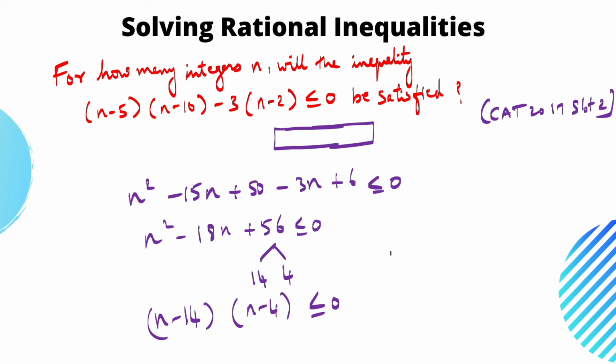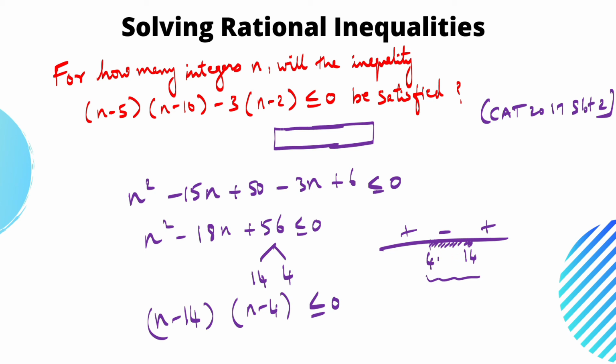So if we plot this on a number graph, 4 and 14, and the coefficient of n square is positive, so we can take this positive, negative, positive. As this is less than 0, consider the negative area. And we are asked to find how many integers are there in this area, including 4 and 14.